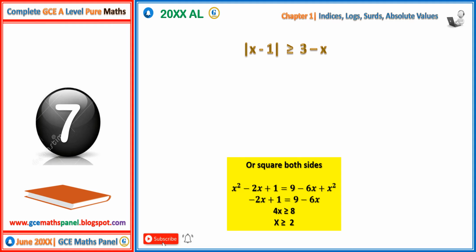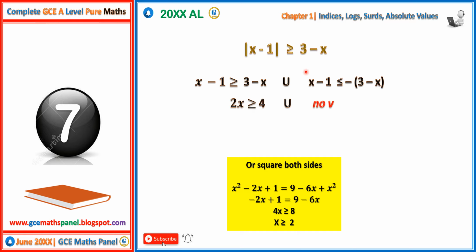For question 7, with this type of equation, just like the previous one, you can either square both sides or use the rule to separate them. Here, squaring both sides, this is what has been obtained. If you square both sides, this is the solution you will have, just like the previous one. Now, if you decide to use the rule, you have x - 1 greater than or equal to 3 - x, or x - 1 less than or equal to the negative of this right hand side. When we solve the two separately, this is what we have.